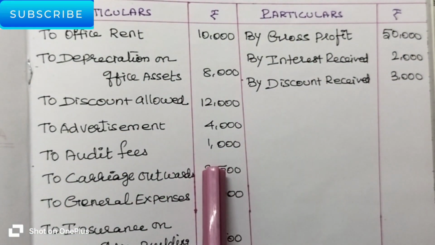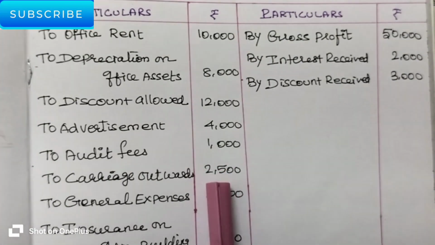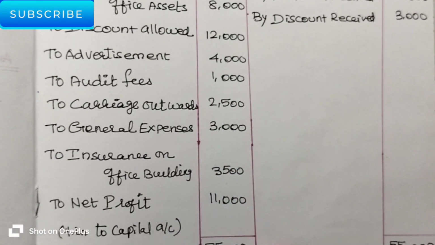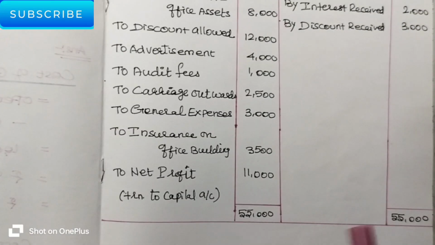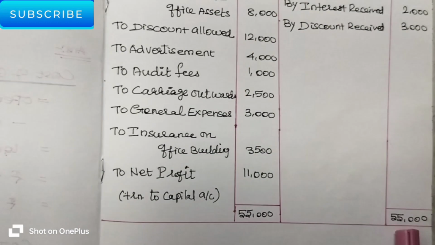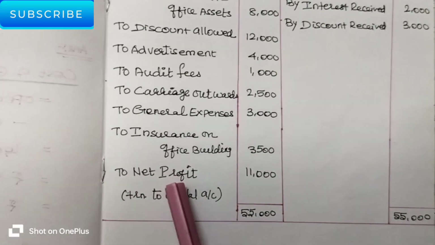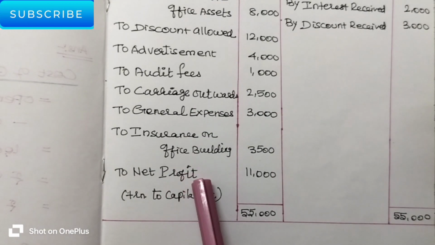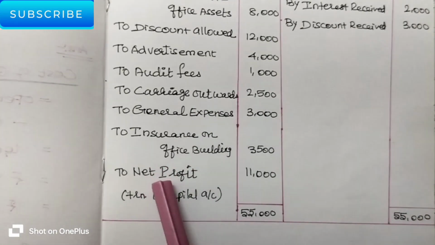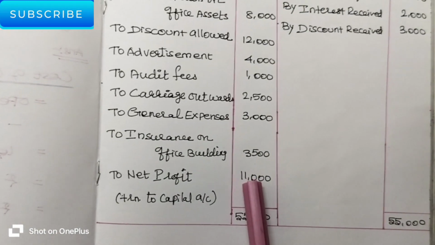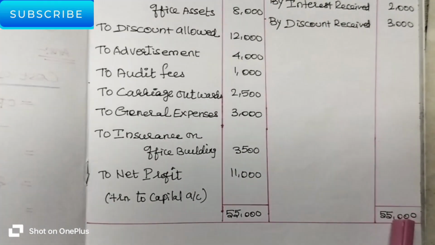Now we are going to close the profit and loss account. For that we have to find the total. So which side has the higher total? Credit side has the higher value. If the credit side has the higher value, the net profit comes on the debit side. The difference amount, that means net profit, is on the debit side. So the credit side has the higher value. How much? 55,000 rupees. So we have to consider that higher value, 55,000 rupees, as the total.